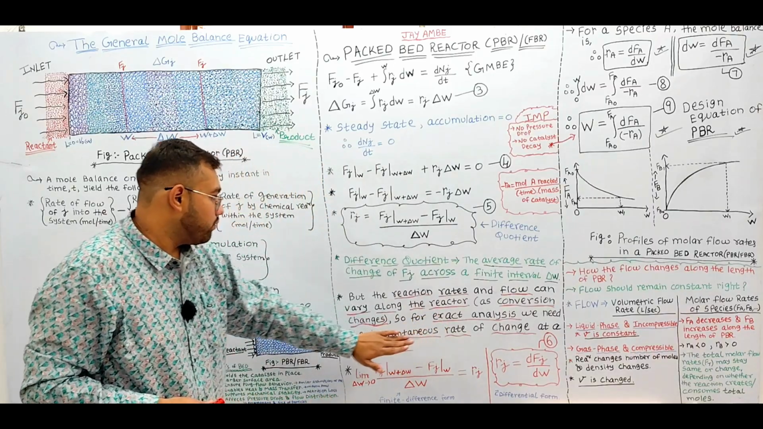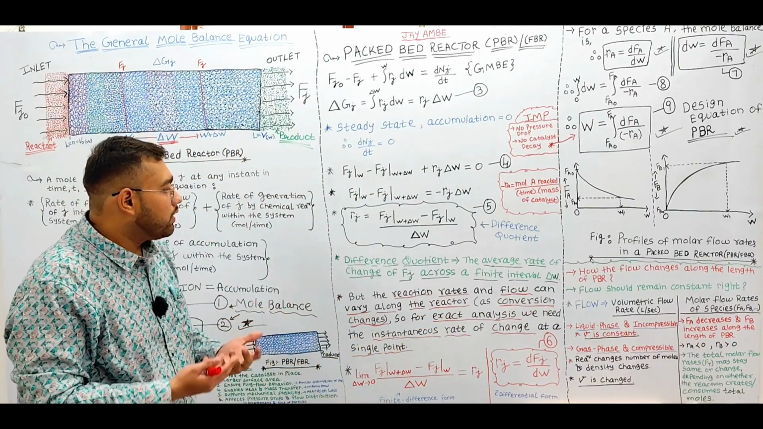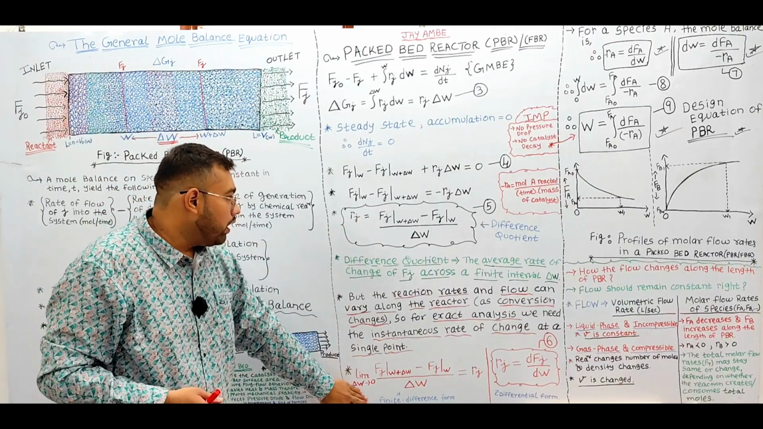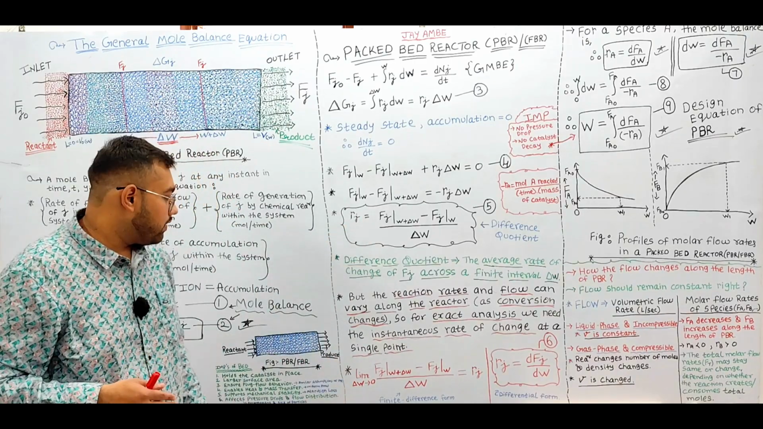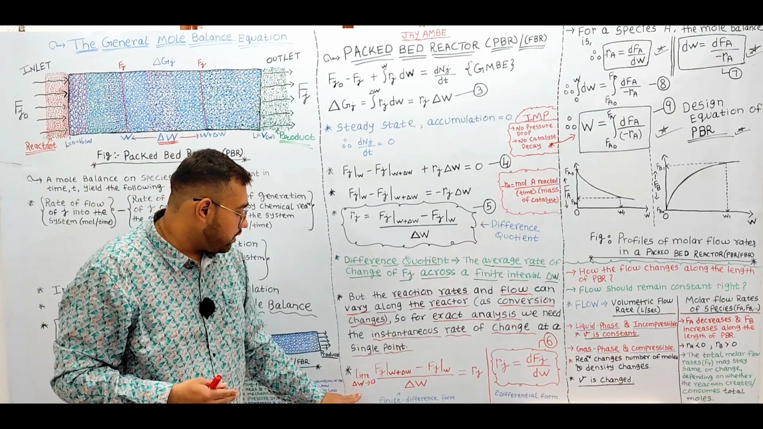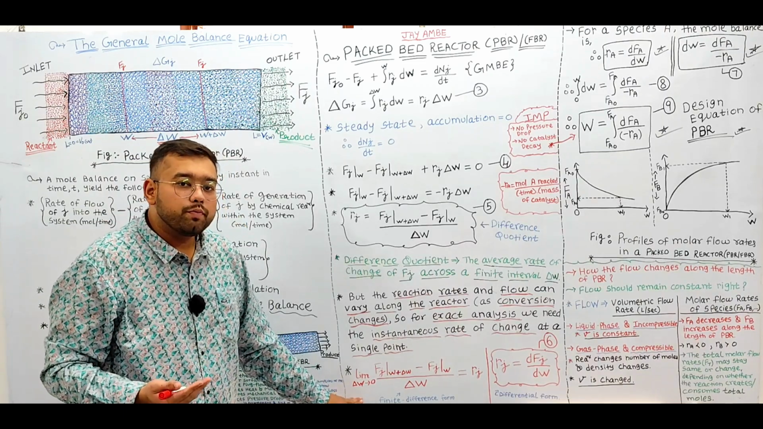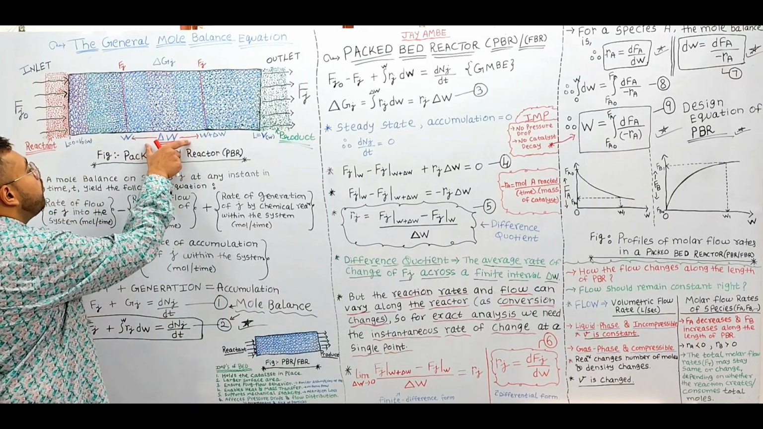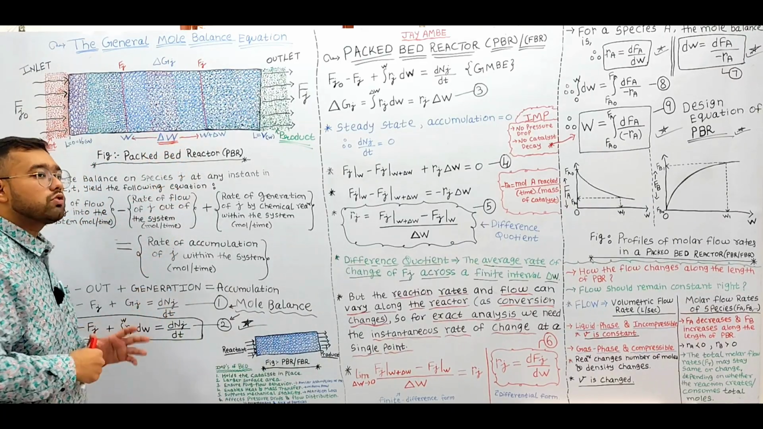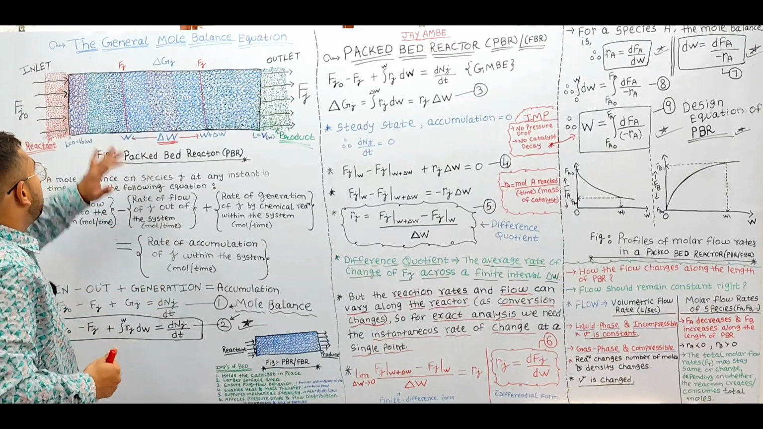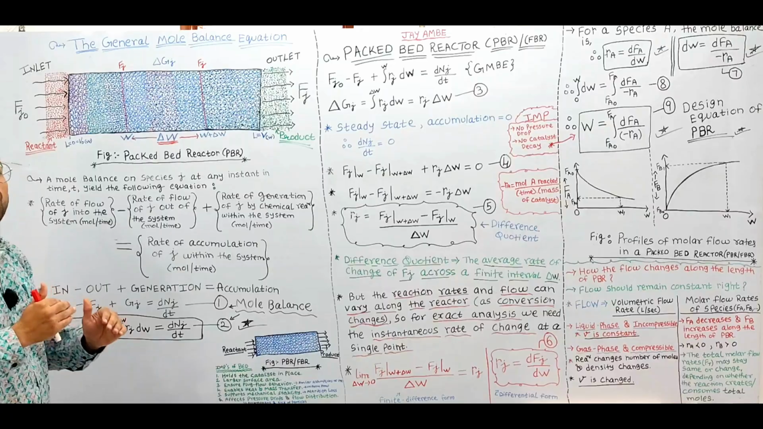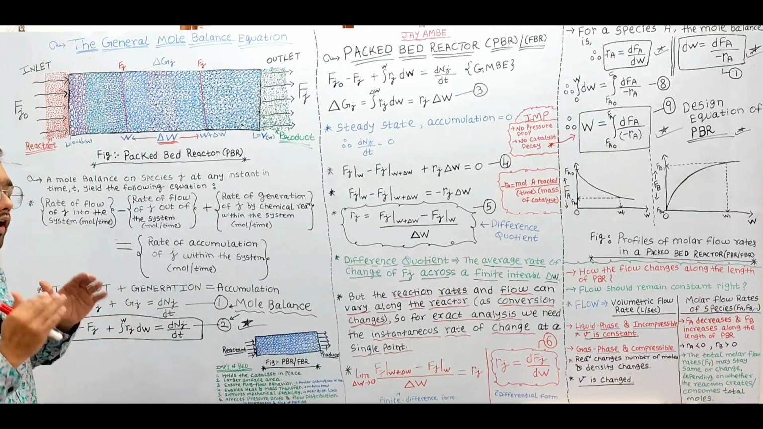Okay, so we already understood this. Now, in order to convert the difference quotient equation 5 into the final differential form, we'll apply the limit delta W tends to 0. This means the differential element, any small differential weight of the catalyst, tends to 0, which means we are dividing the entire weight of the catalyst into very small, infinitely small parts, right?